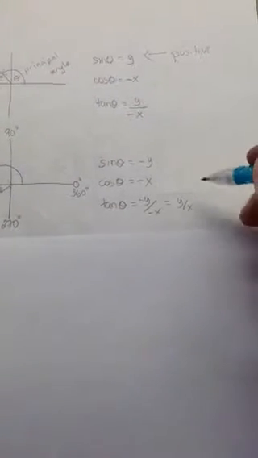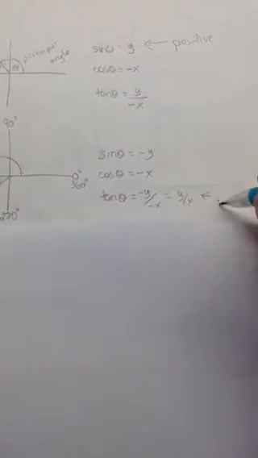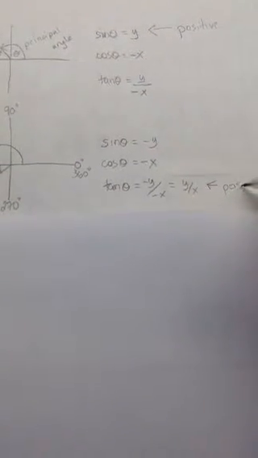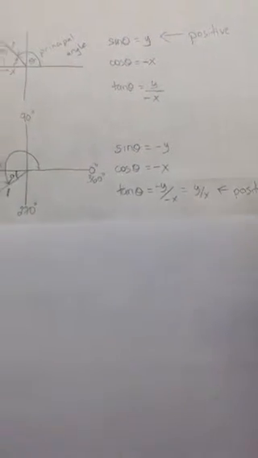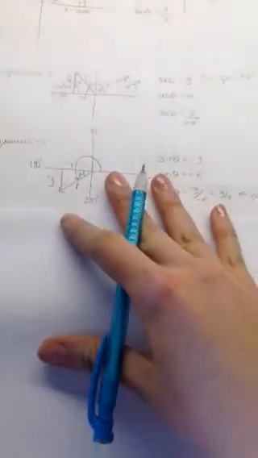So, conclusion, in quadrant number 3, the only ratio that is positive is tan. Sine and cos are both negative. That's quadrant 3. Let's finish this off now.